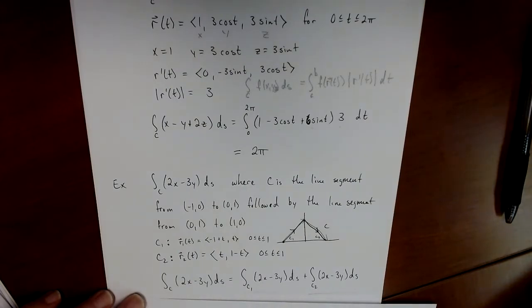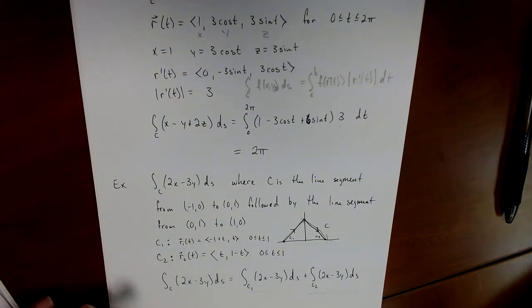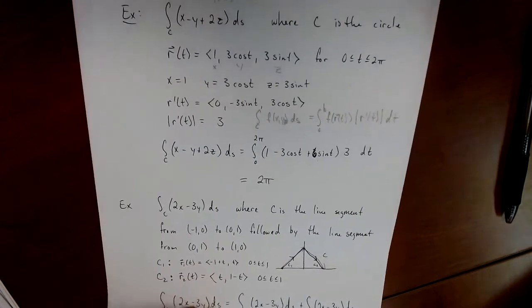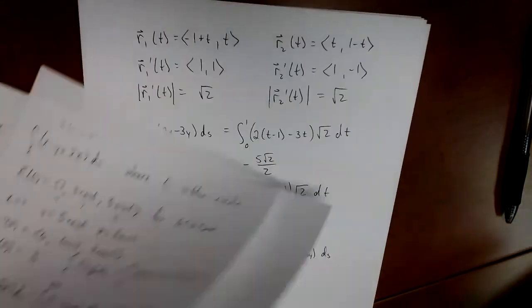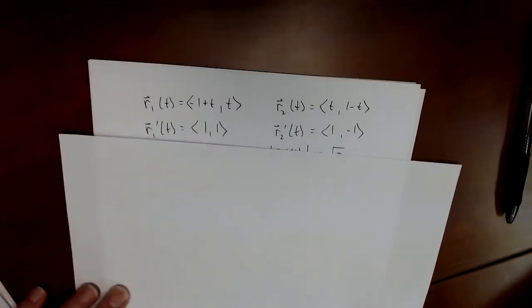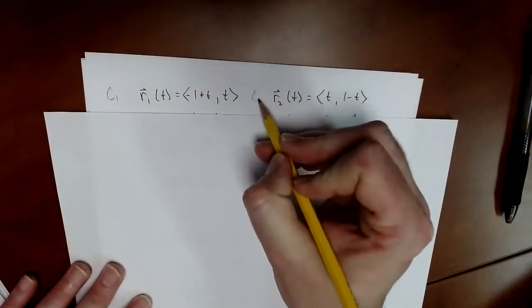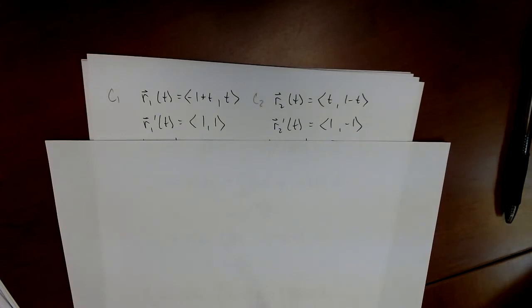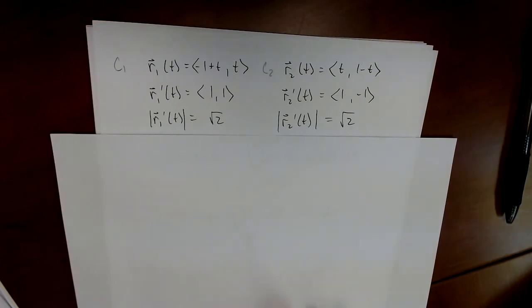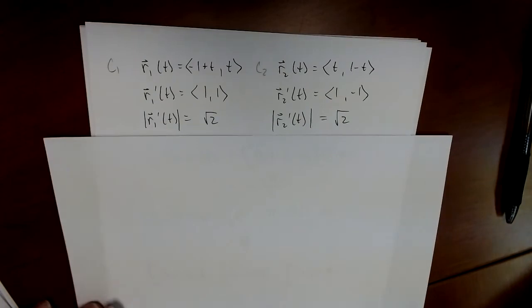The same way in Calc 1 we would handle it if we had just a single removable discontinuity or a jump discontinuity in a function, something like that. So I'm going to do the integral over C1 and C2. So C1 was parameterized by r1, and C2 was parameterized by r2. And so I take the derivative of each of them, pretty straightforward. Take the magnitude of each of them, it turns out to be the same. That's not a big surprise. Both line segments were the same and we weren't moving in any funny way.